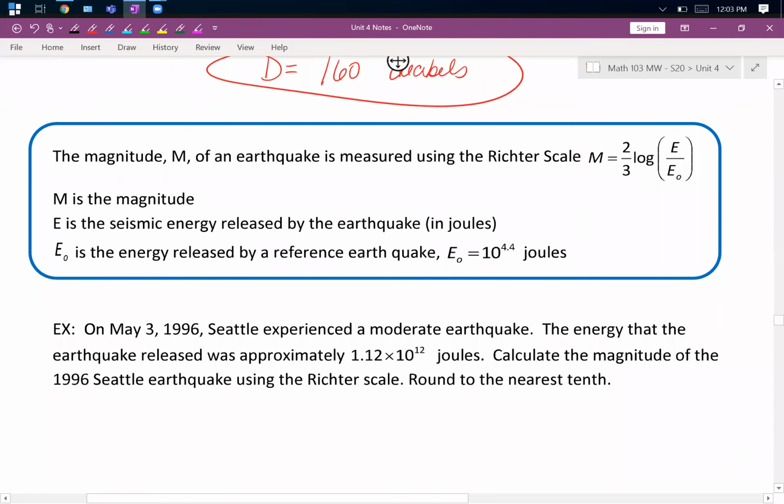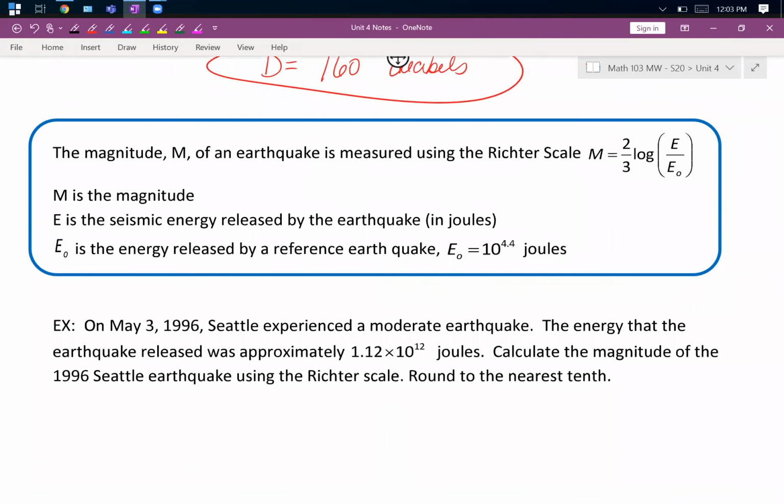Our next application has to do with the magnitude of an earthquake on the Richter scale. We're going to be using the formula M equals 2/3 log of E divided by E sub 0, where M is the magnitude of the earthquake on the Richter scale. Please know that that's unit free. We're just going to get a number, like 2.1, and that's just it.